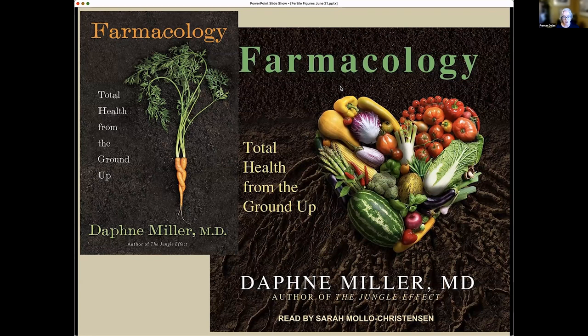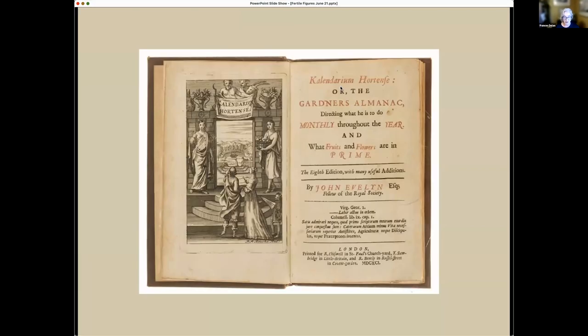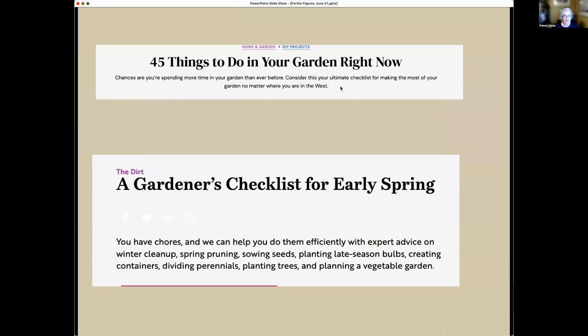A regenerative approach on the farms from which we get our food and in our own gardens also invites resistance to the ubiquitous gardeners' timetables and to-do lists, which have structured the address to farmers and gardeners from early modern almanacs, like Evelyn's here, telling us what to do every month of the year, to recurring features in recent magazines like Sunset and Fine Gardening. Here's what you should do right now.